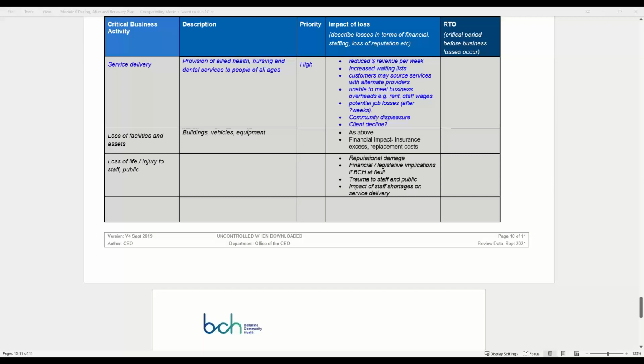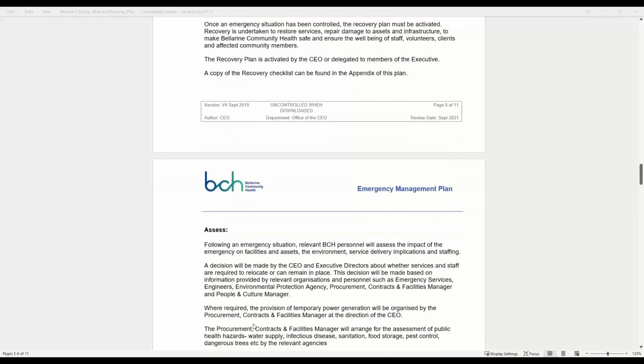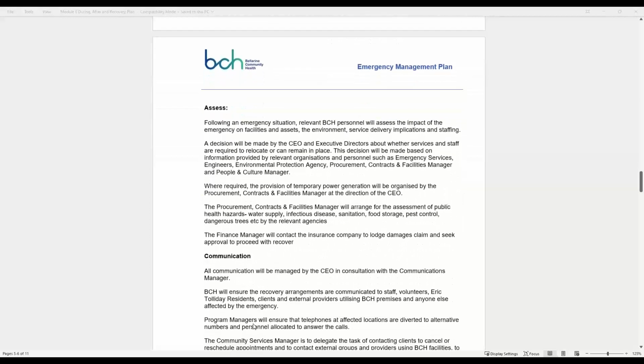What you will also find when we talk of the recovery plan is assessment. Following an emergency situation, relevant BCH personnel will assess the impact of the emergency on facilities and assets, including the environment and also service delivery implications for staff. This is obviously really critically important for ensuring a smooth recovery. Key personnel such as procurement, contracts and the facilities manager will arrange for the assessment of public health hazards, including water supply, infectious diseases, sanitation, food storage, pest control, etc. And the finance manager will contact the insurance company to lodge damages claims and seek approval to proceed with recovery.